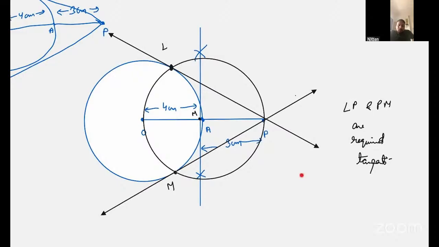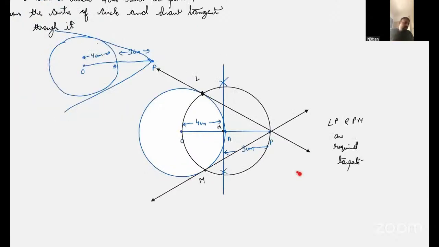So here is the required tangent. Everyone got it? If you didn't get it, ask me, guys, please, quickly. Agatha, you got it? Yes, sir. David, what about you? Yes, sir. Okay.